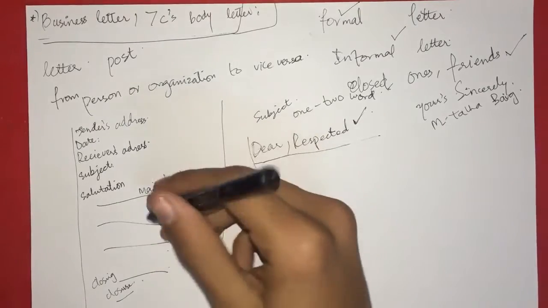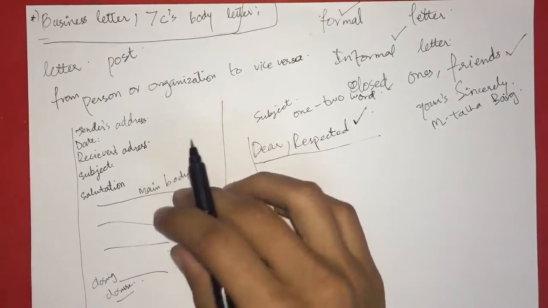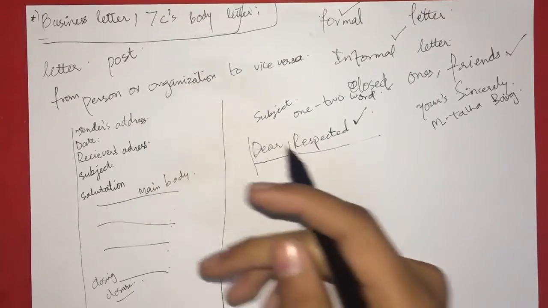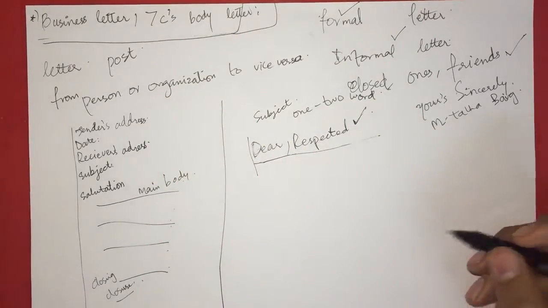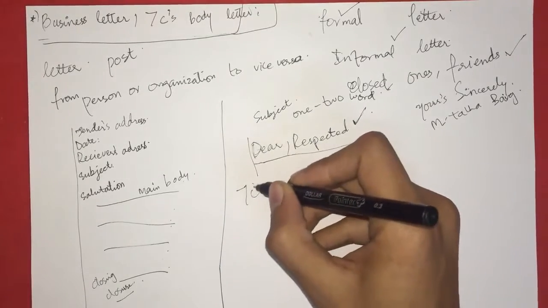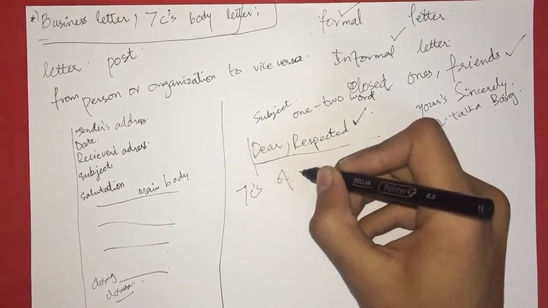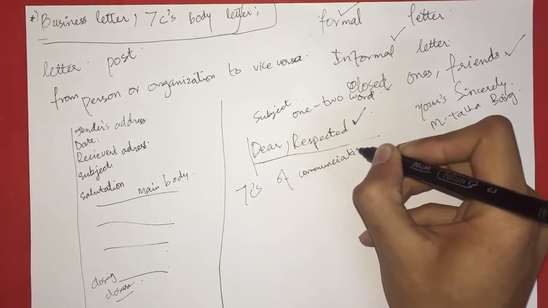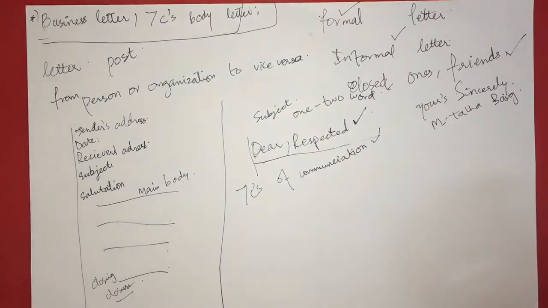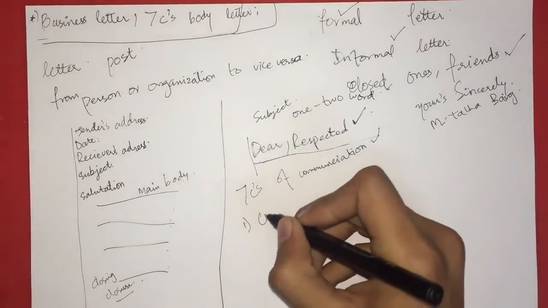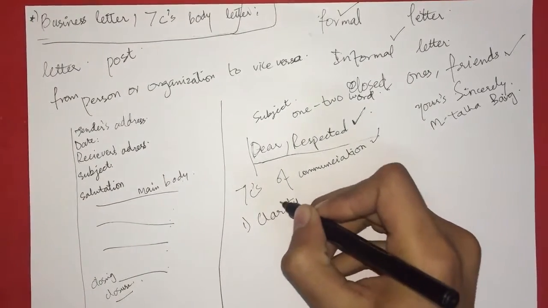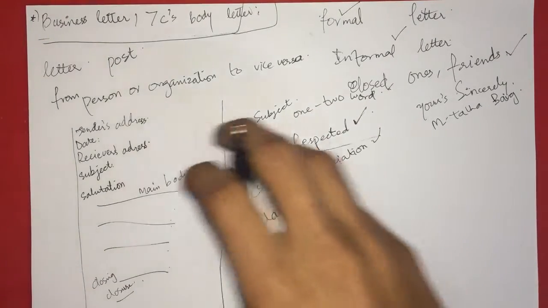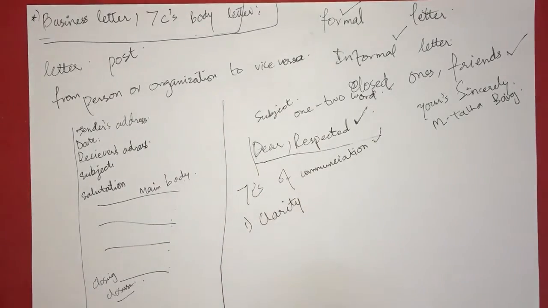Now, let's come towards the seven. We haven't discussed what should be in them, and what precautions to take while writing the main body of the letter. So while writing the main body, you have to take care of the 7 C's of communication. So the first one is your clarity.